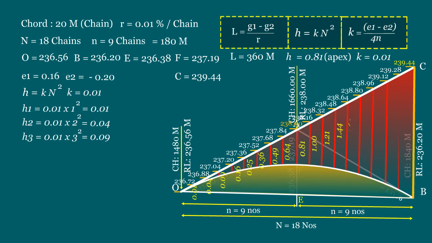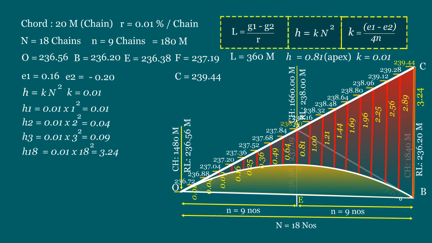Repeat the same procedure until we reach the 18th peg. Now, H value for peg number 18 is 0.01 into 18 square. That gives the value of 3.24 meters. This value is the tangent correction of 18th peg.